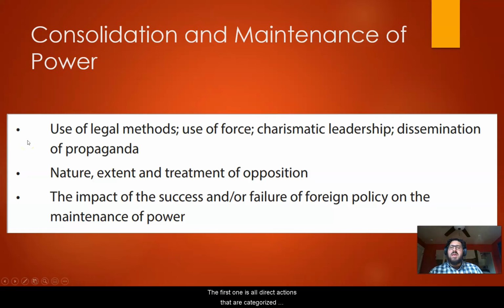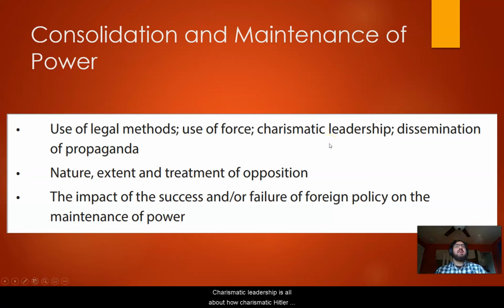The first one is all direct actions that are categorized in different, not necessarily attacks, but different approaches. The first is the use of legal methods, which essentially means what did the Nazi Party do, what did Hitler do legally that was fully in agreement with the law that helped him achieve power? The use of force is very similar to the use of force that we know with the methods used to emerge. However, now that they have the power, what use of force are they doing to keep it?